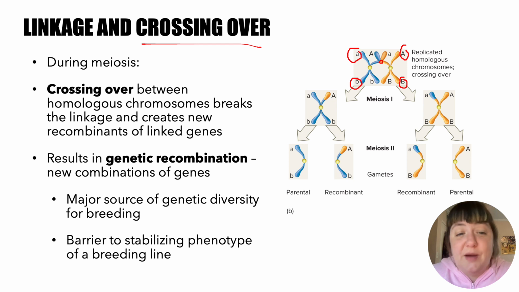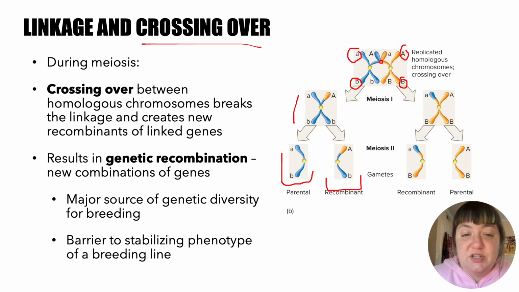Okay, so anyway, crossing over results in genetic recombination, new combinations of genes. So before, on this chromosome here, you have in the gametes, you'll have chromosome copies that have the same as the parent, and then you'll have these new recombinants that have a different combination of alleles for these genes. And this is a major source of genetic diversity for breeding, because new combinations can create new phenotypes.